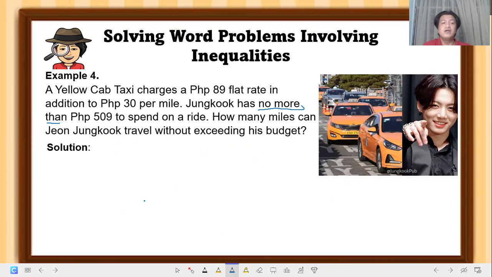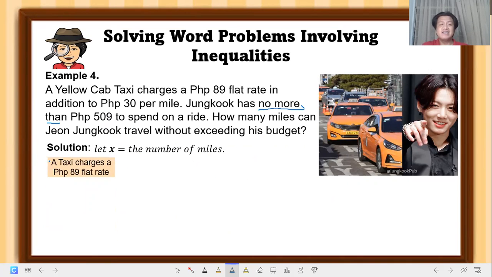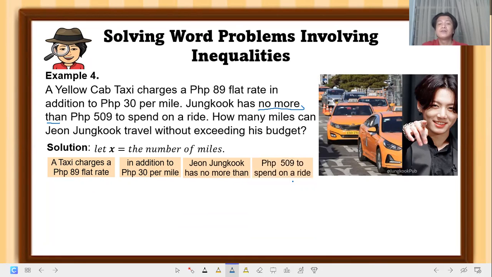Okay, so first, let's illustrate the solution set. Let x be the number of miles. And we can say that a taxi charges 89 pesos flat rate, and in addition to 30 pesos per mile, meaning we add the 30 pesos per mile to the taxi charge of 89 pesos. Jungkook has no more than 509 pesos to spend on a ride.